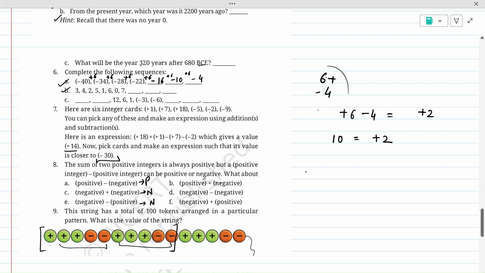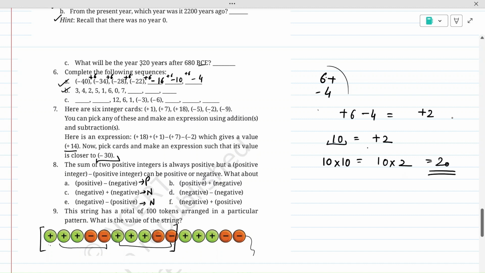Similarly, till 100, we will have 10 such groups, right? So we will have till 100, 10 into 10, because this is only for 10 tokens and for 100 tokens we have 10 such groups. So this will give us 10 into 2, that is 20, is the value of the tokens if they are arranged in this manner.